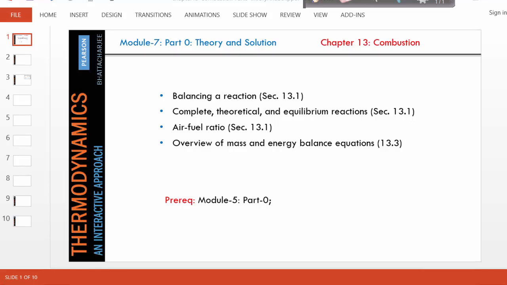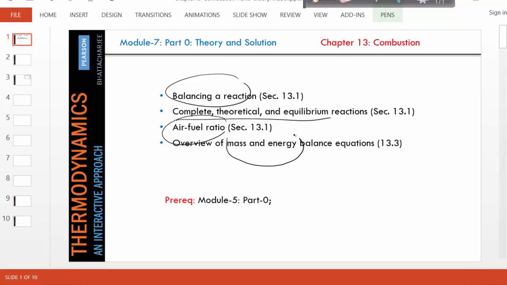Welcome to Combustion Module 7, the last module in this series of topics we have been covering. We'll begin this module with balancing a reaction, different kinds of combustion reactions, air-fuel ratio, and we'll then produce an overview of mass and energy balance equations. Module 5, where we covered mixture of gases, is something that you should review before covering this particular module. So let's begin with a chemical reaction.